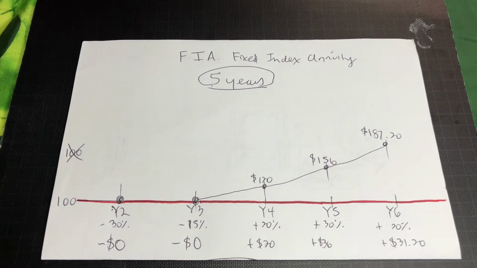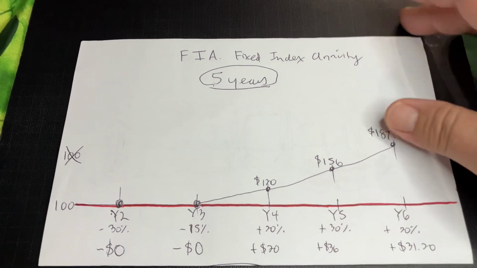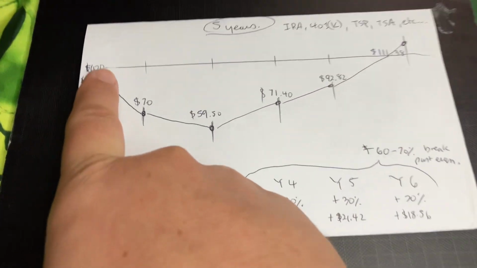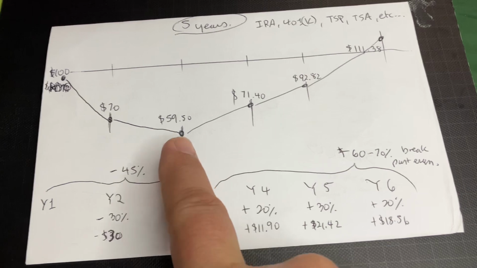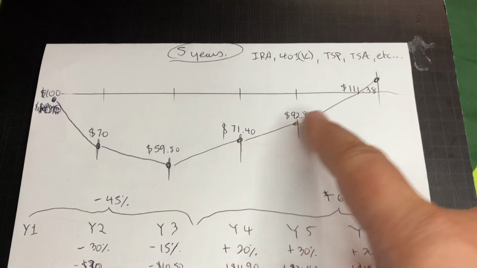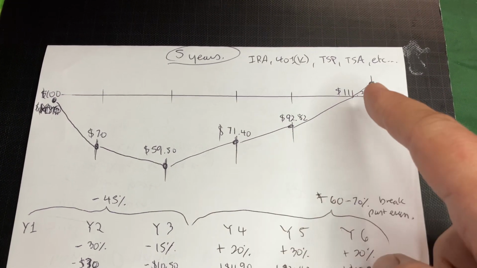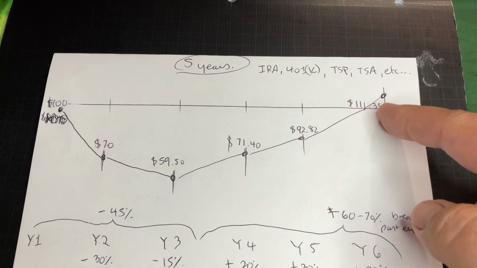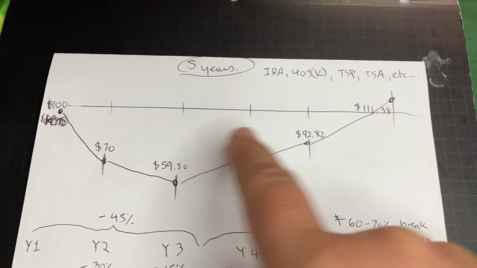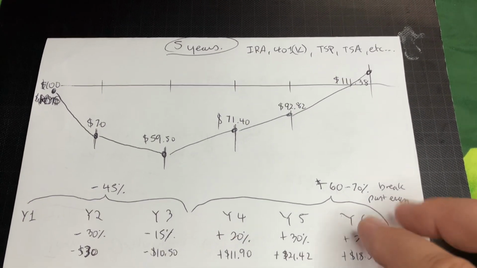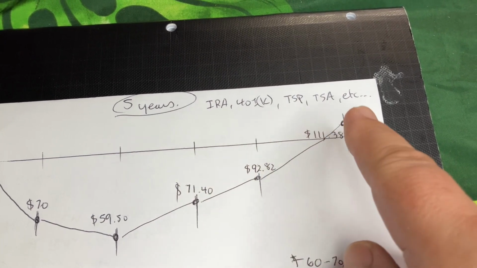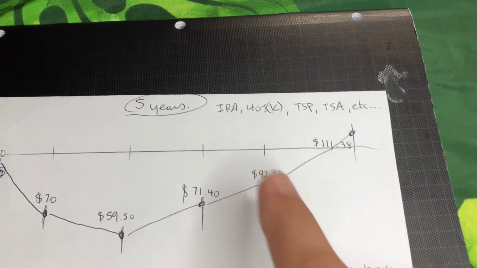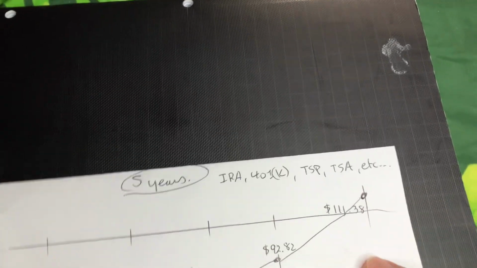Part two of this fixed annuity index is the new option that we are all able to utilize. If you remember the last video, it showed how you start off at 100 and you dip 45% loss, then a 60 to 70% rise in the market, which only gives you a total of $11.38 from your starting point over the course of 5 years. That's with the usual products that you go with: IRA, 401k, TSP, TSA, etc.